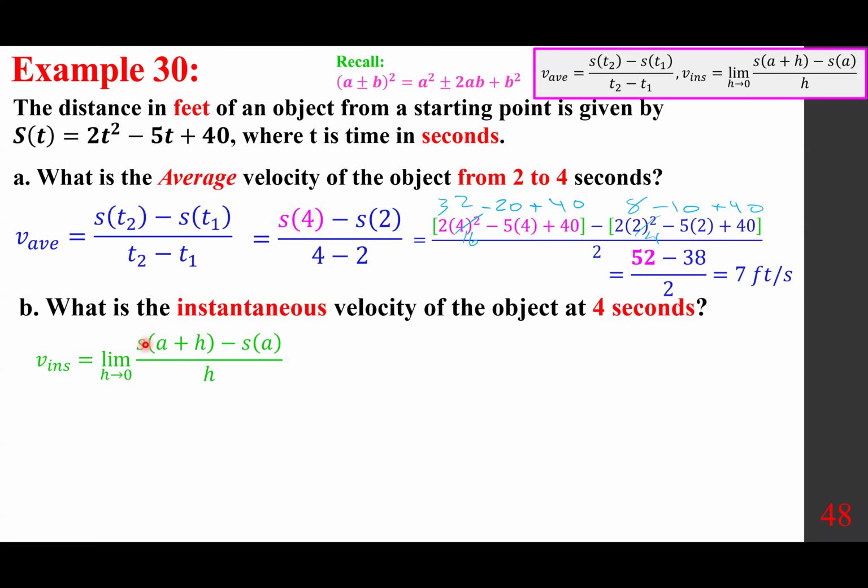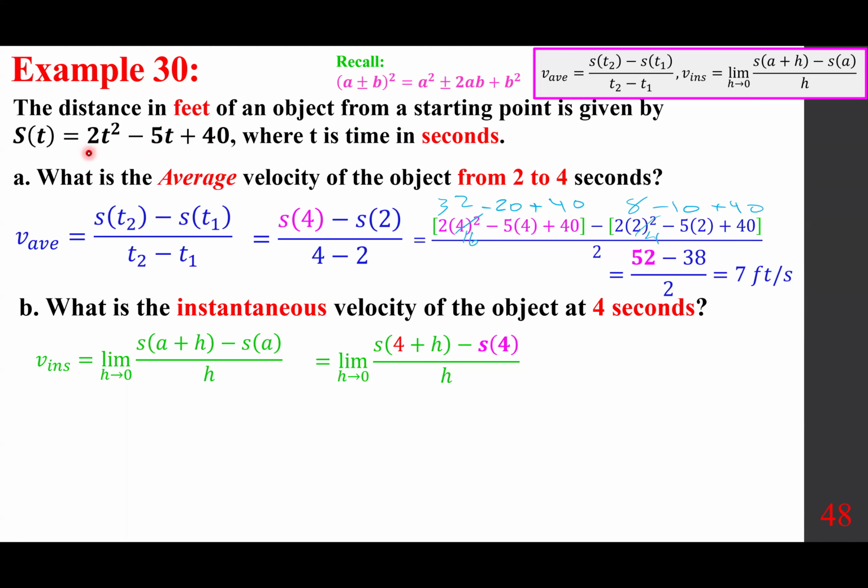The limit of, remember, it was f of a plus h minus f of a over h. Now we're going to go with s because it's the s function. And you can find the derivative and then plug in number 4, or just find it in this format. So s of a plus h, that means s of 4 plus h minus s of 4. So s of 4 plus h, let's plug it in here. 2 times 4 plus h squared minus 5 times 4 plus h plus 40.